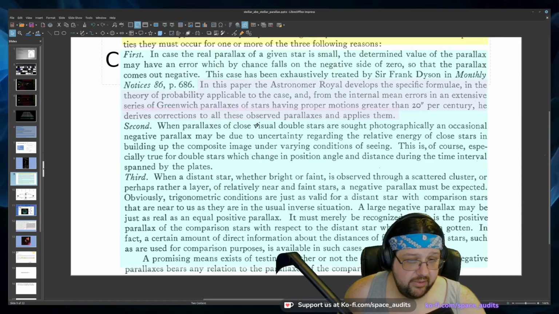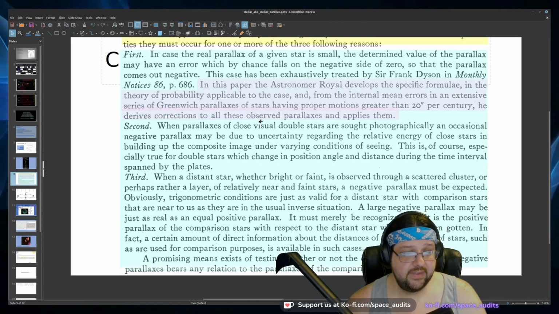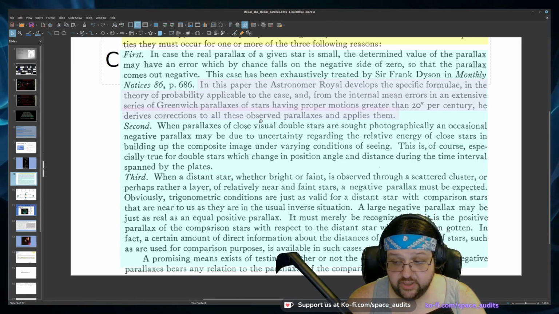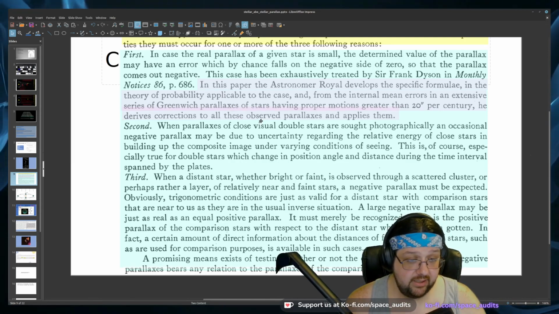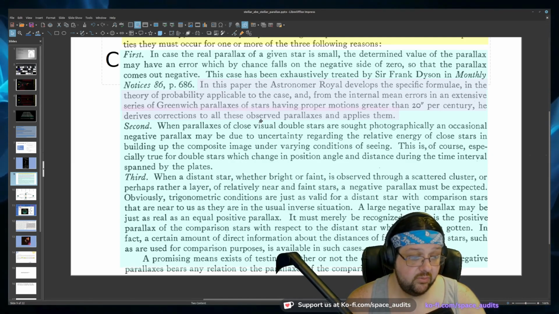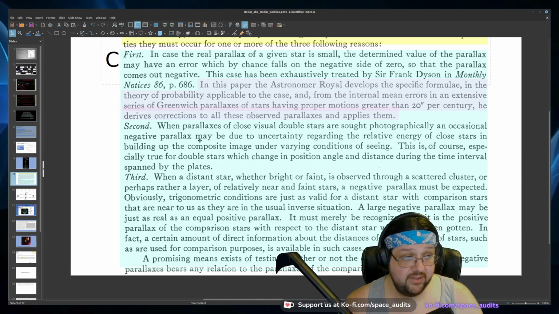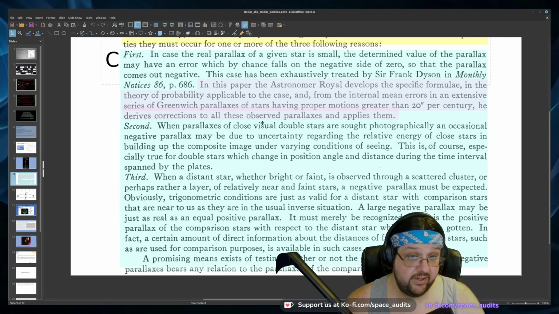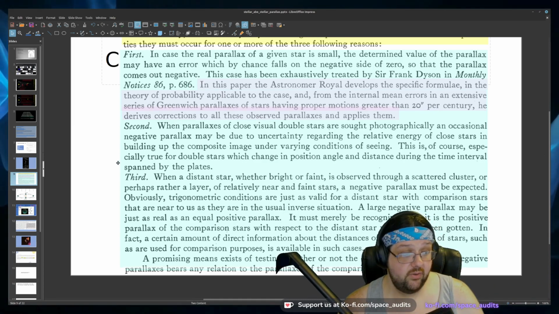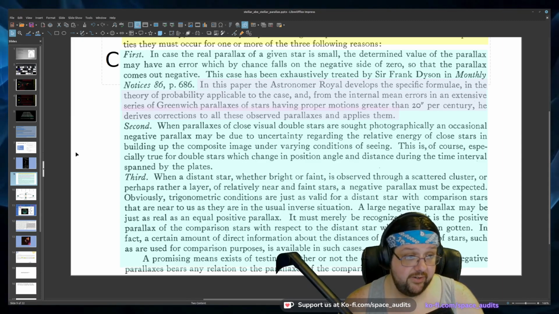What's going on? I don't remember the exact year. This is the early 1900s. Astronomers were making observations, recording their parallax observations, and they found that there was negative parallax. Now, there can't be negative parallax because that would mean that the Earth's motion through space isn't the causal mechanism for the displacement. So the astronomers were like, hey, what do we do with these negative parallaxes?